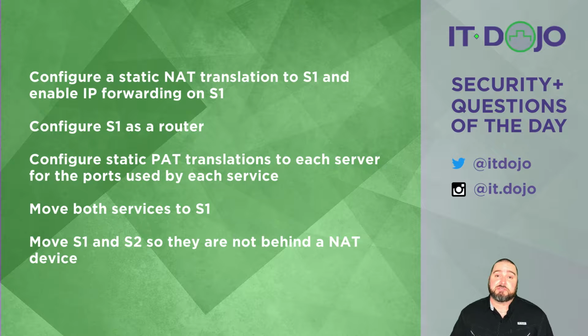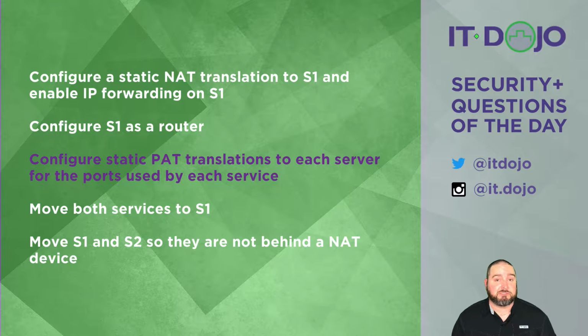Answer choice number 2 says configure server 1 to be a router. No, don't do that. Choice number 3 says configure static PAT translations to each server for the ports for each of their respective services that they're offering. That's absolutely what you would do in this scenario.